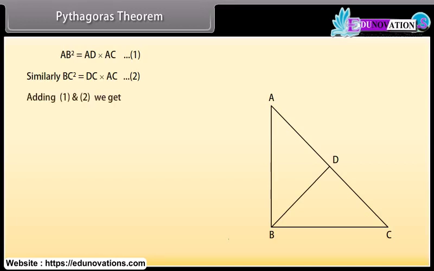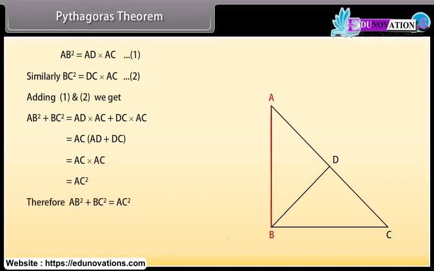By adding 1 and 2, we get AB square plus BC square equals AD into AC plus DC into AC, which equals AC into (AD plus DC), which is AC into AC, AC square. Therefore, AB square plus BC square equals AC square. Hence proved.